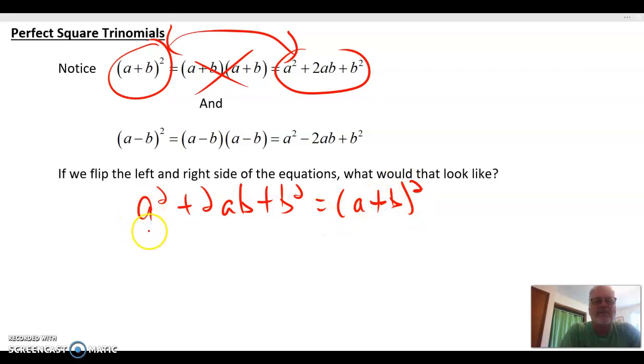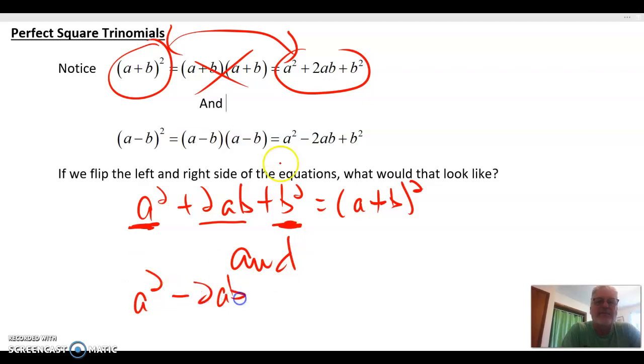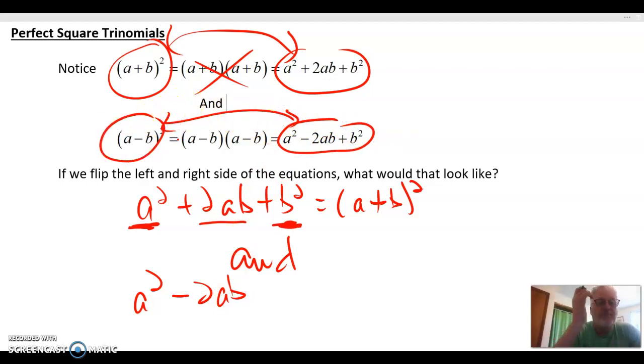So what I'm saying here is if you walk up and you see something squared on the front here and something squared on the back here, and this middle term is whatever was squared here times whatever was squared here doubled, then this is a perfect square trinomial, and it will factor to be a plus b quantity squared. And the same thing goes for a squared minus 2ab. What I'm doing is I'm taking this and this, and I'm going to flip-flop them. So I've got a squared minus 2ab plus b squared equals a minus b squared.